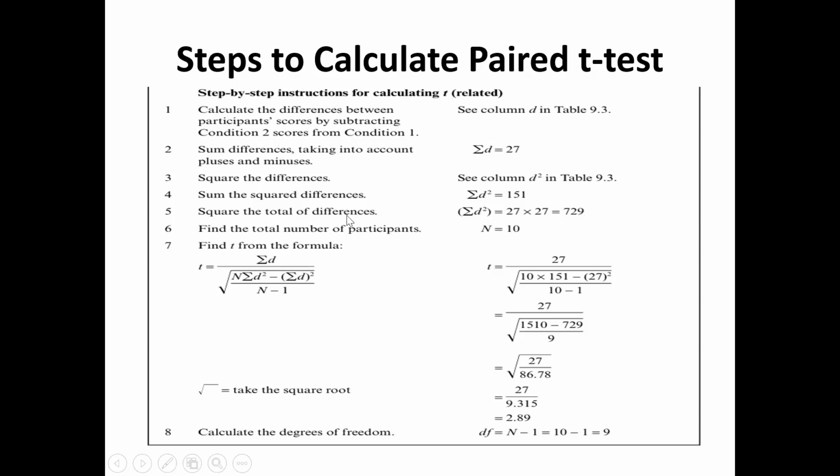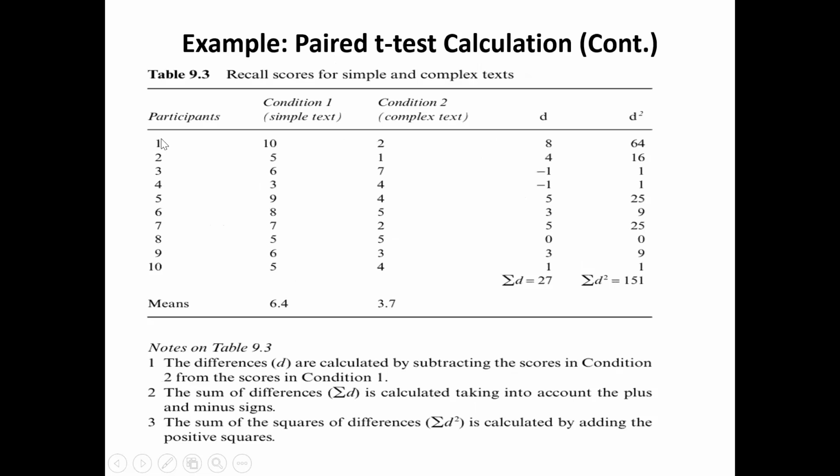Then the squared total of the differences is obtained by multiplying the sum of the differences, 27 by 27, and you get 729. Then you find the total number of participants. It's already in our text here. The total number of participants is 10.